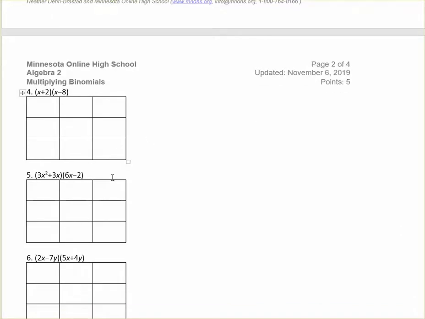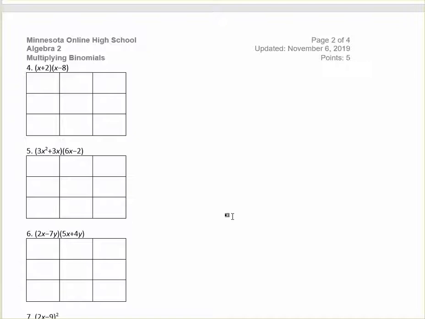Okay, so on these ones, you will have to put them in the table first, so don't forget to do that. Let's look at number 6. Pen is failing me. So this should be where the 2x goes, and then minus 7y, and then across we have 5x, and then plus 4y. You can put a plus there if you want. You don't have to. And then you'll multiply.